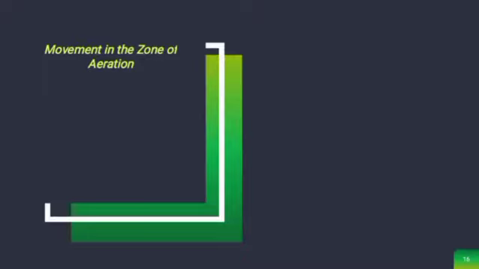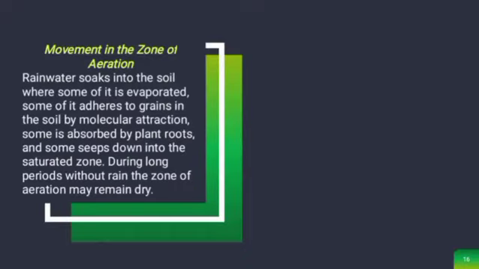So in the zone of erosion, where water rises and is held against gravity, tinatawag ito na vadose zone. And yung tubig doon ay tinatawag na, of course, vadose water. So rainwater soaks into the soil where some of it is evaporated. Some of it adheres to grains in the soil by molecular attractions, some absorbed by plants' roots, and some seeps down into the saturated zone. So during long periods without rain, the zone of the erosion may remain dry. So yun yung kung paano nag-move yung movement ng zone of erosion.